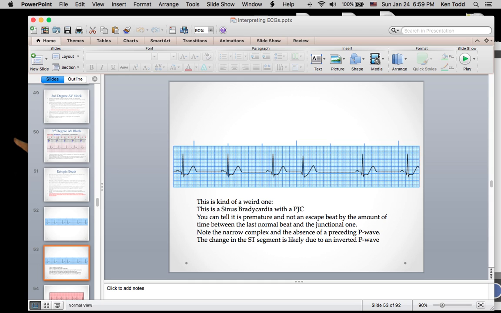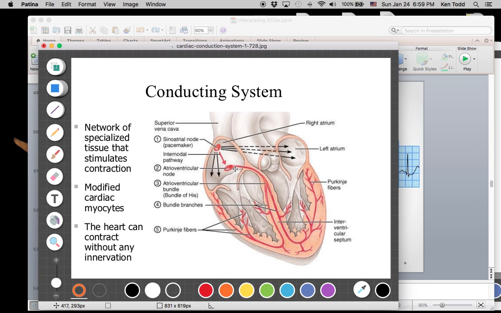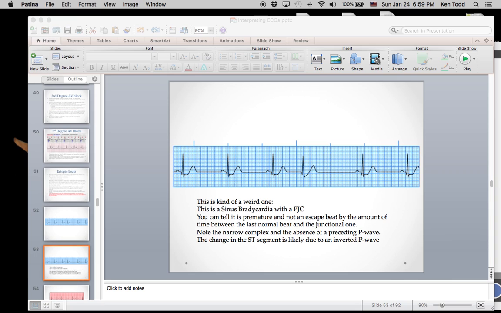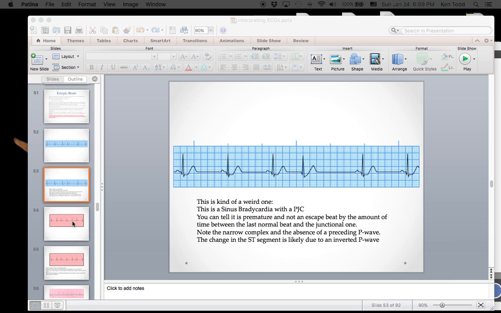Now junctional means that it's coming from the AV node. So depending on where in the AV node it comes through, there's a mechanism to block retrograde conduction so that it won't conduct from here and backwards through the atria. But if it's high enough in the AV node, it can actually do that. And sometimes that'll give you an upside down P wave. But since this is probably coming from lower, I don't have any P wave at all. I just have my normally conducted QRS complex. This one's a little tricky, so we'll go to another one.